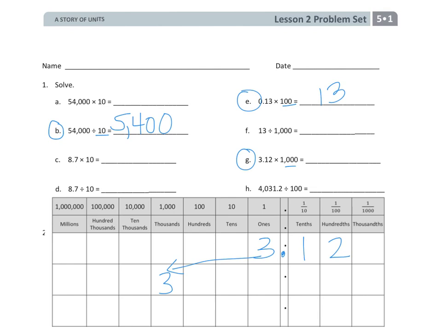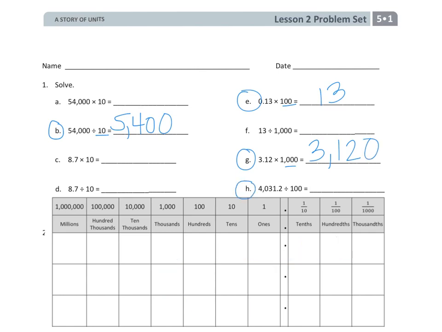The 1/10 should end up in the hundreds. The 2 hundredths should end up in the tens. And there's no other numbers to move, but we need to fill in the ones. We can't leave it blank, so the number we're going to use is 0. And so the number, our answer, is 3,120.